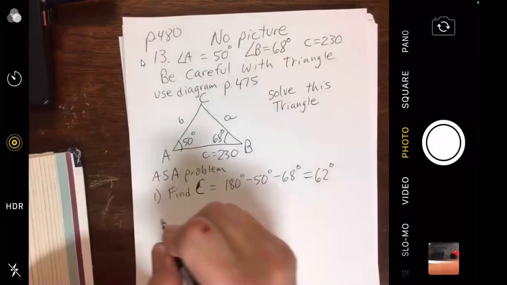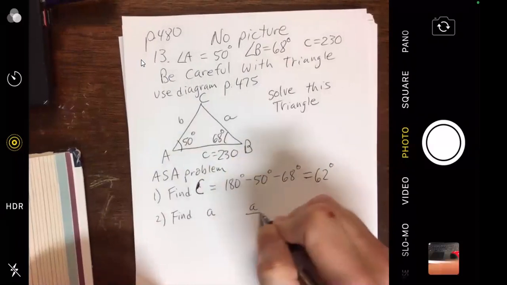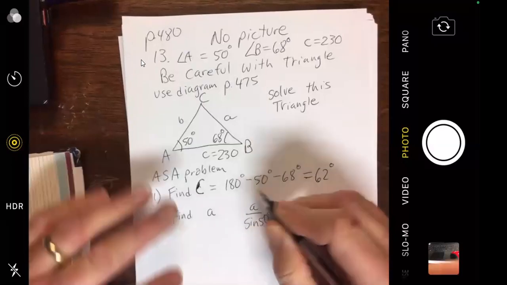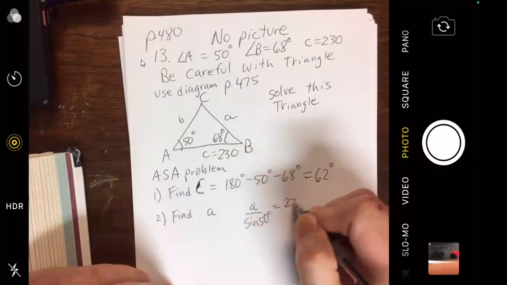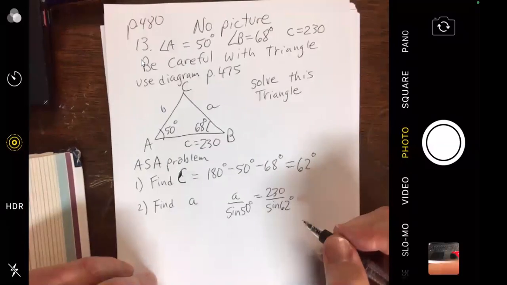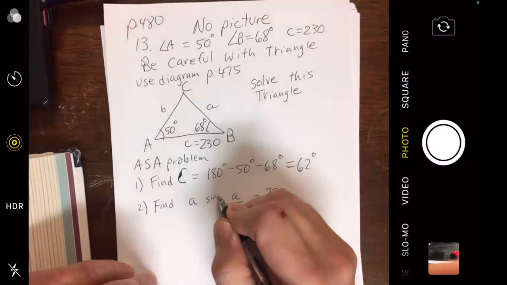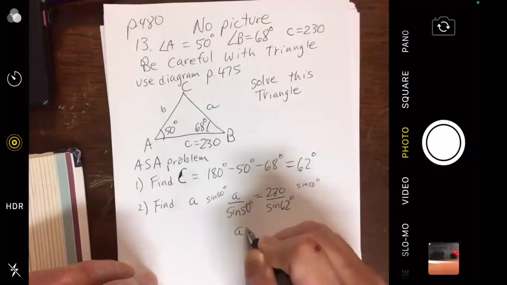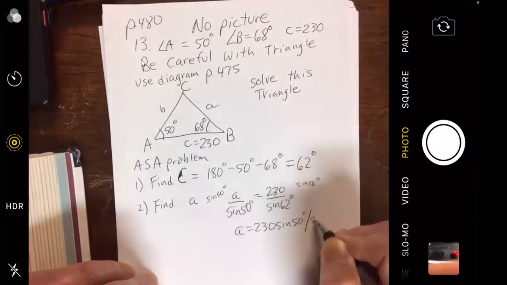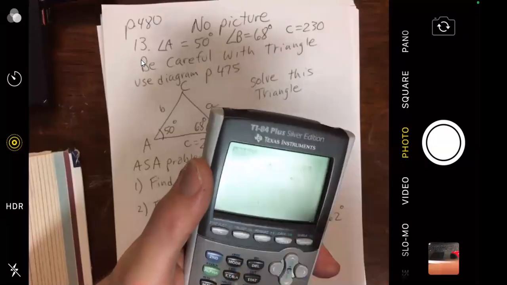I guess I'll find A. A over sine 50 degrees must equal, I can't use B because I'd have two unknowns, so I have to use 230 over sine 62 degrees. Multiply both sides by sine 50 degrees, so A equals 230 sine 50 degrees divided by sine 62 degrees. Now I check the mode. Yep.